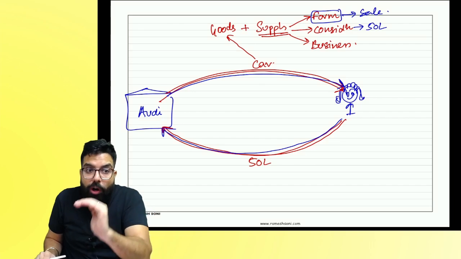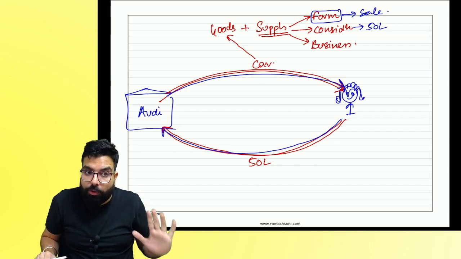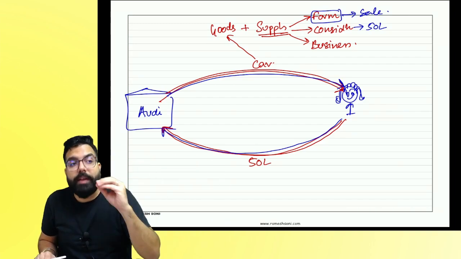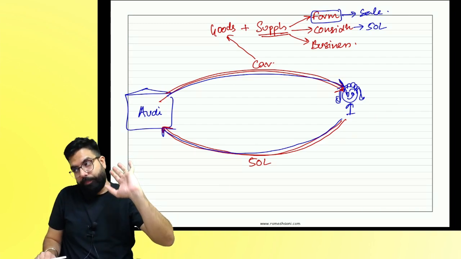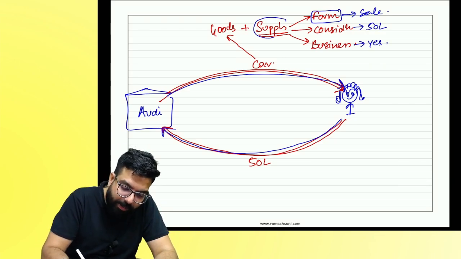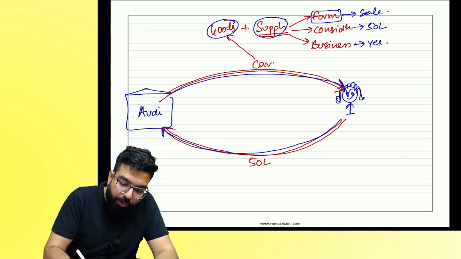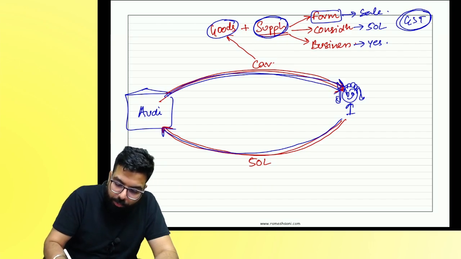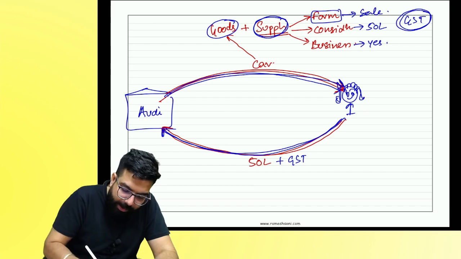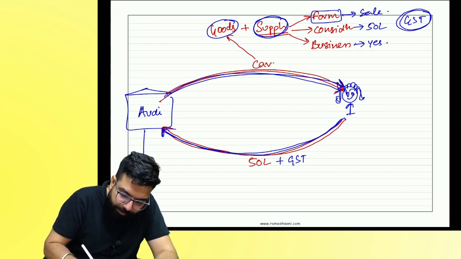Thirdly, is Audi doing it in the course of their business? Course means during the carrying out of their business. Furtherance word you leave it. Is it in the course of their business? Yes. That is also in the course of business. It means it's a supply. Whenever goods will be supplied, GST will get imposed. It means when Audi is selling the car, Audi will have to go ahead and collect GST and Audi will pay the GST to the government.